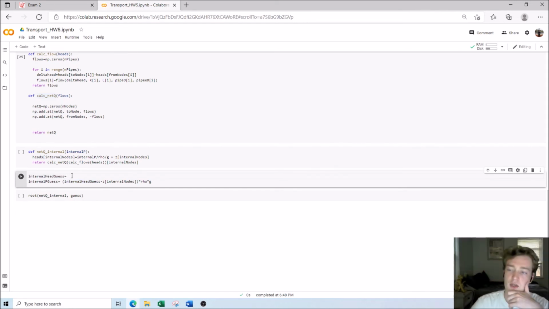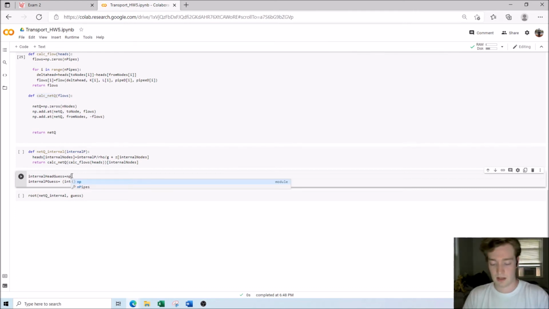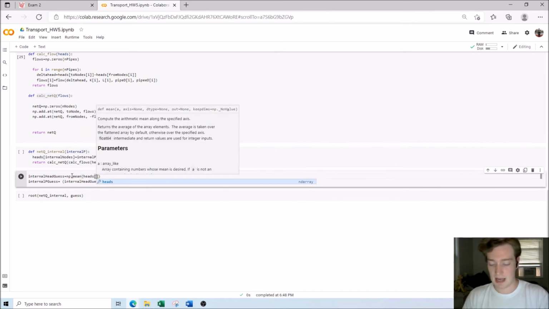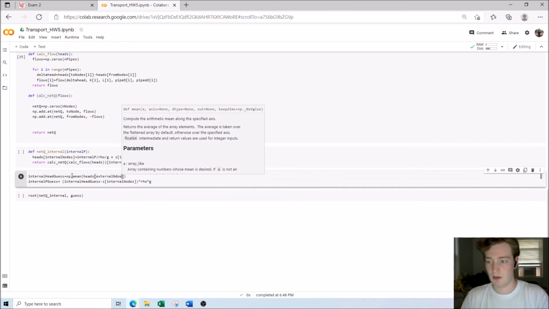Now, what do we want to use as a guess for the internal head? Well, we know the heads of the external pressures, and it's safe to assume that it's going to be somewhere in between the head at the top and the head at the bottom. So if we take an average of the two, we should be able to make a pretty good guess of what the head is going to be. So let's do that. So the mean, np.mean of the heads at the external nodes.